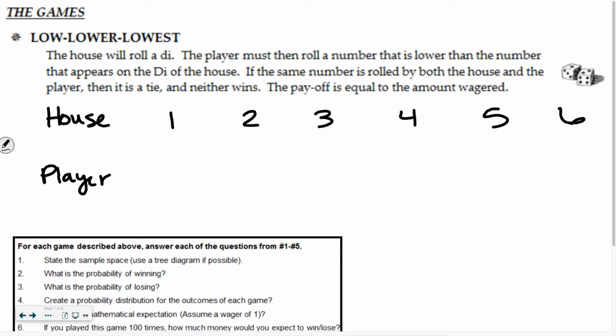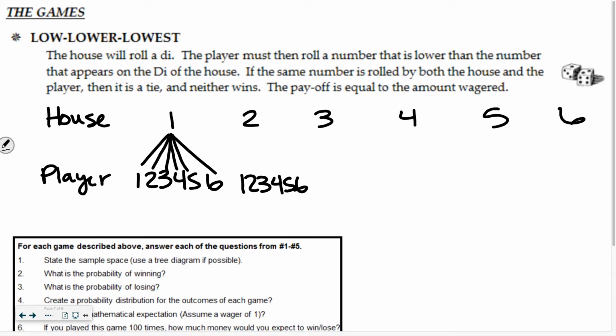So I put down there in number 1, you can state the sample space, and you can use the tree diagram if you want. I think the low, lower, lowest works really well with the tree diagram because if the house rolls a 1, I could roll a 1, 2, 3, 4, 5, or 6. And same if the house rolls a 2. And I can just keep repeating that work as I go. And then how do I win low, lower, lowest? I have to be lower than the house.